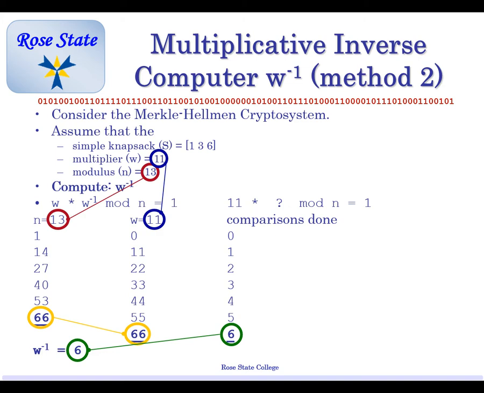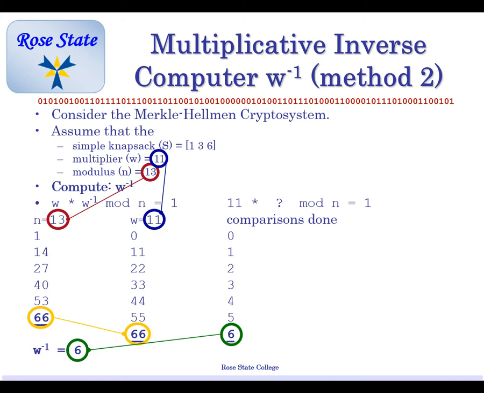Then you add them up. N was 13, so 13 plus 1 is 14. Plus 13 is 27. Plus 13 is 40. Plus 13, you keep going. You keep adding 13. For W, 11 plus 0 is 11. Plus 11 is 22. Plus 11 is 33. Plus 11 is 44. You keep going until they match. You go until you find a match on the W column.